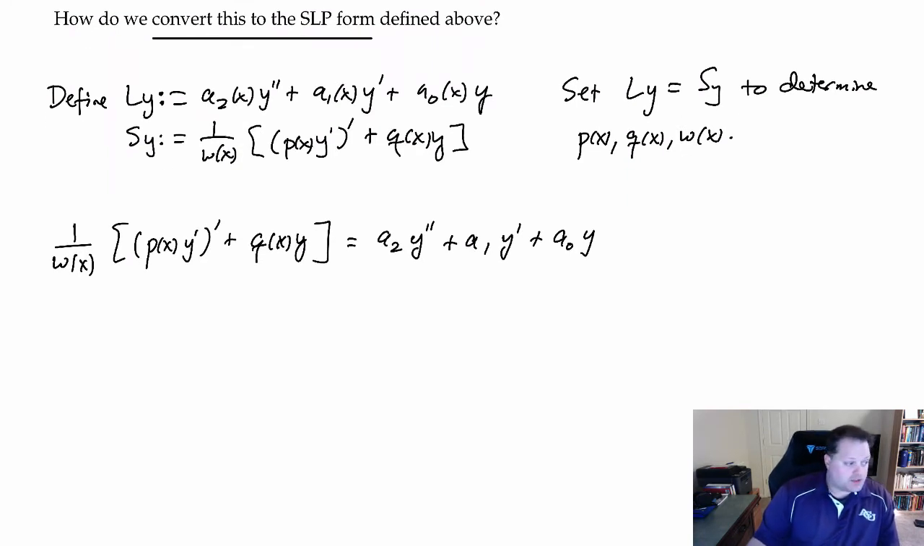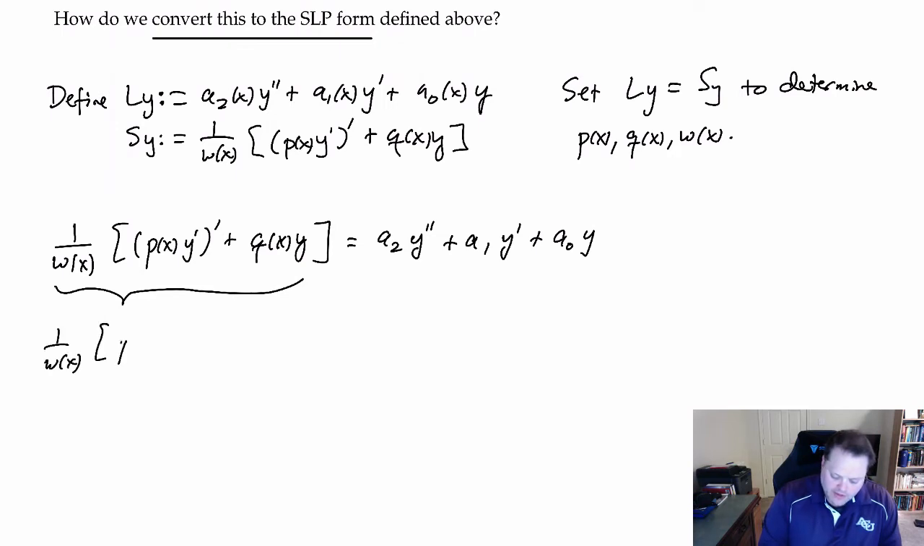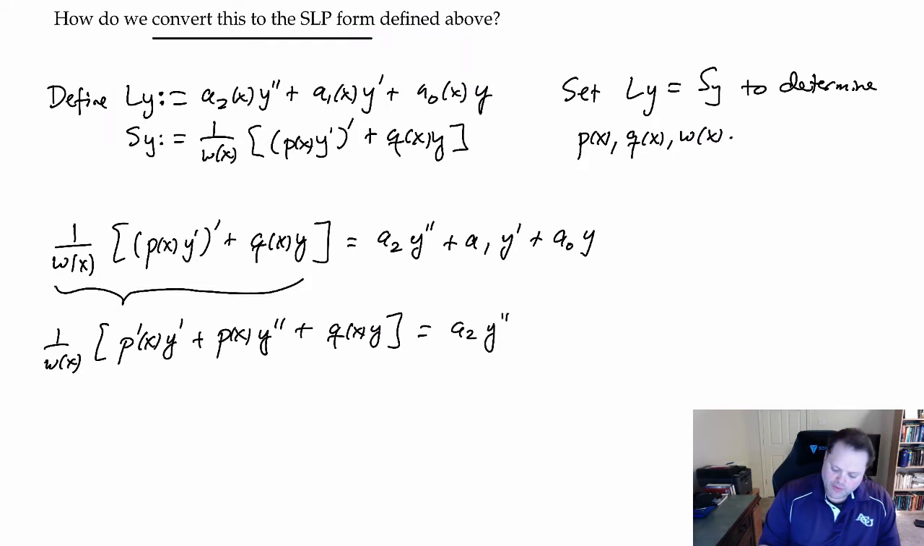And so just if we're solving this, if I write this side out, probably the easiest way to do this is just to go ahead and do that. This is 1 over w of x. This is p prime, y prime. This is product rule, right? Because you're differentiating a product. So you don't distribute, probably is a little bit misleading. We don't distribute the derivative, we do product rule. So this would be p prime y prime plus p of x y double prime plus q of x y equals this.